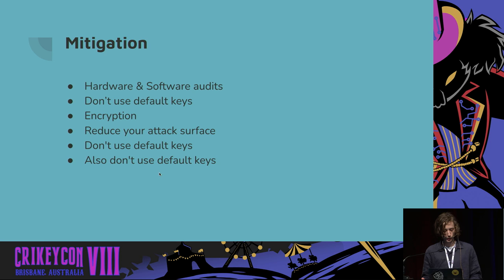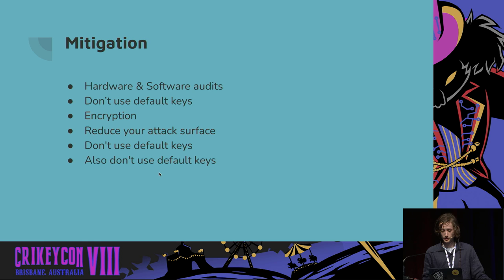And mitigation: what can a company do to mitigate these attacks? Well, obviously hardware and software audits. That wouldn't be that hard, because one can just look at these devices and realize that they're incredibly vulnerable and people can get hurt. And don't use default keys. That goes without saying, but unfortunately people don't listen. The default keys used in these scooters, you can find in the public knowledge base, public API documentation for Segway. These keys are absolutely everywhere and they are by no means secret.